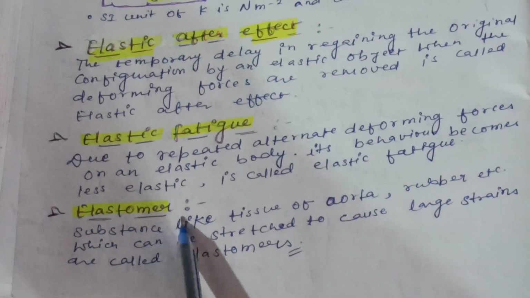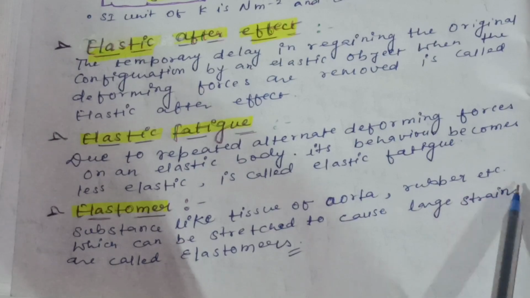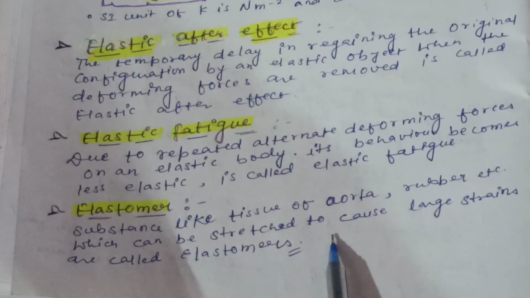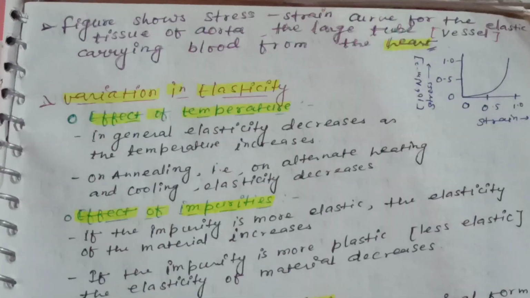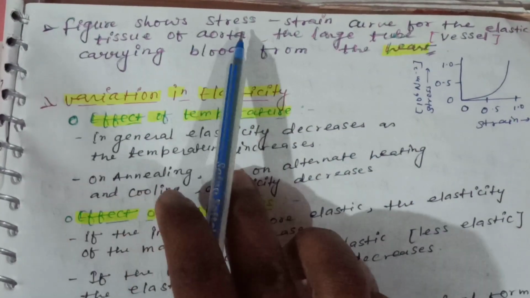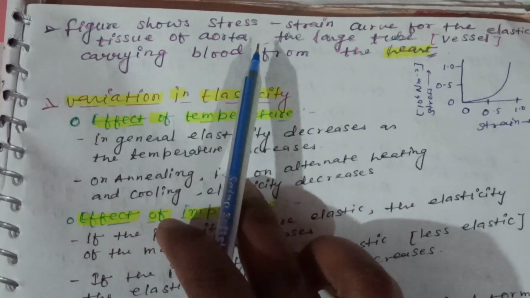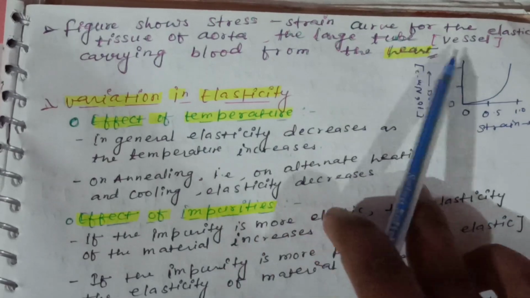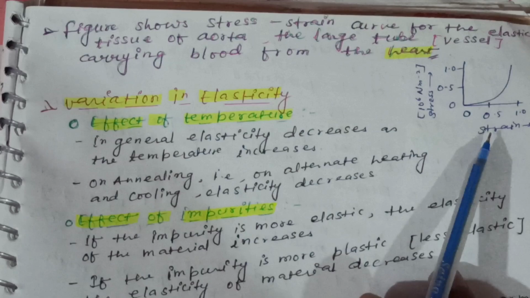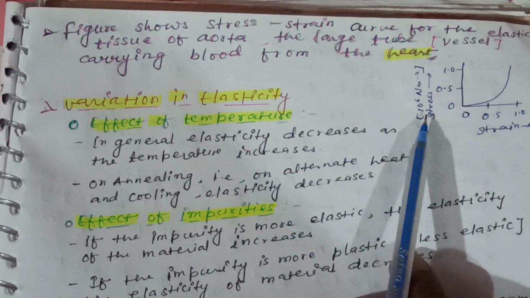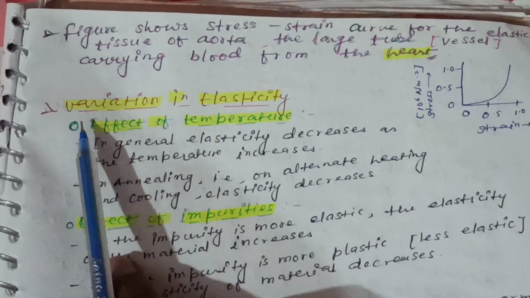Elastomer. Substances like tissue of aorta, rubber, etc., which can be stretched to cause large strain, are called elastomers. Figure shows a stress-strain curve for the elastic tissue of aorta, the large tube vessel carrying blood from the heart. Strain, stress 10 to the power 6 Newton meter minus 2.